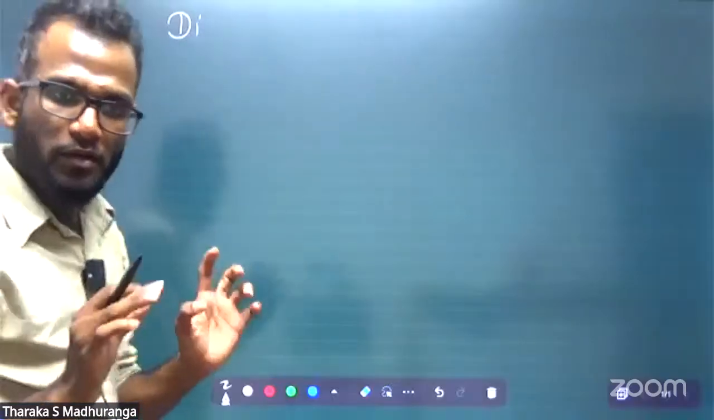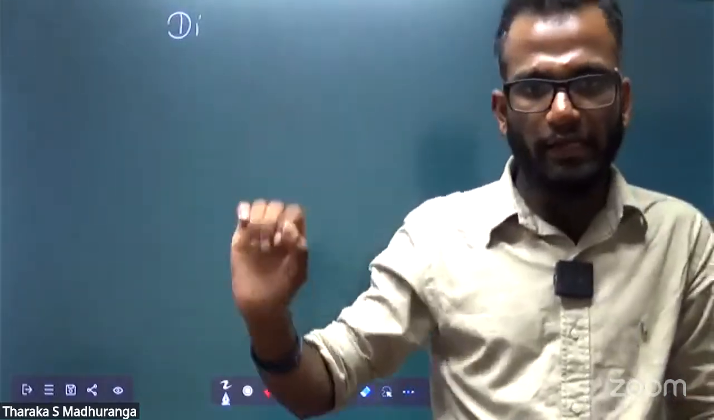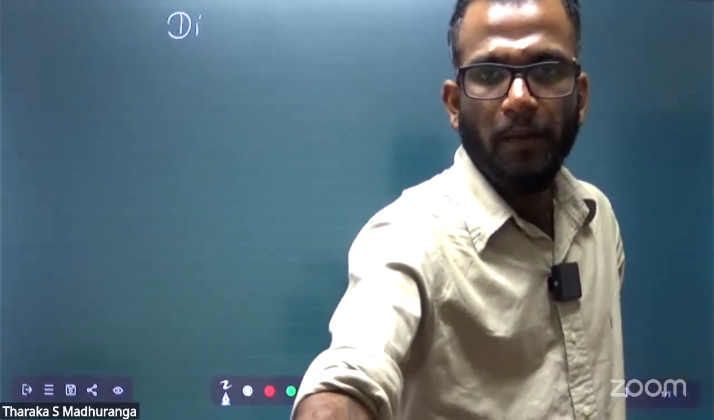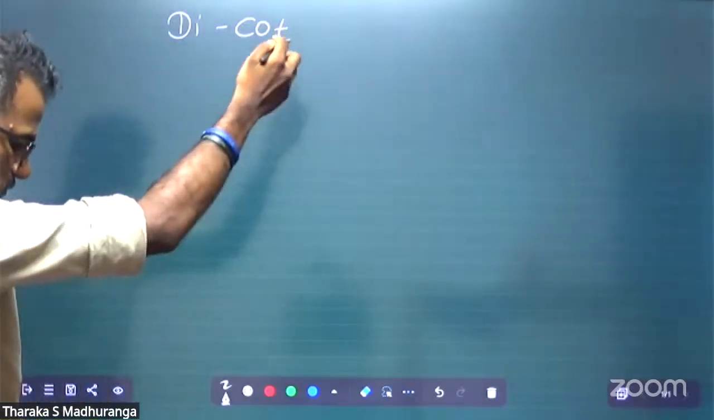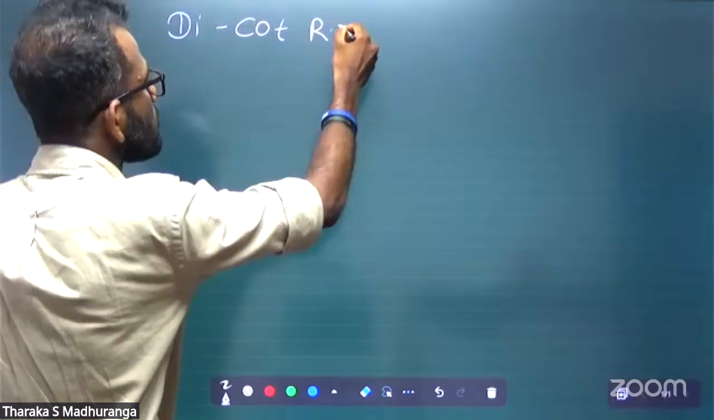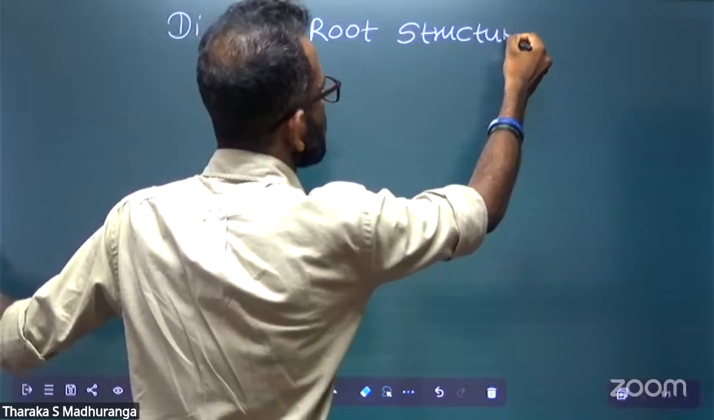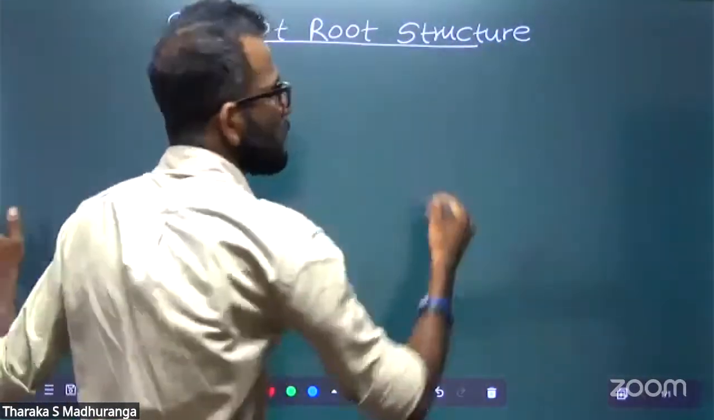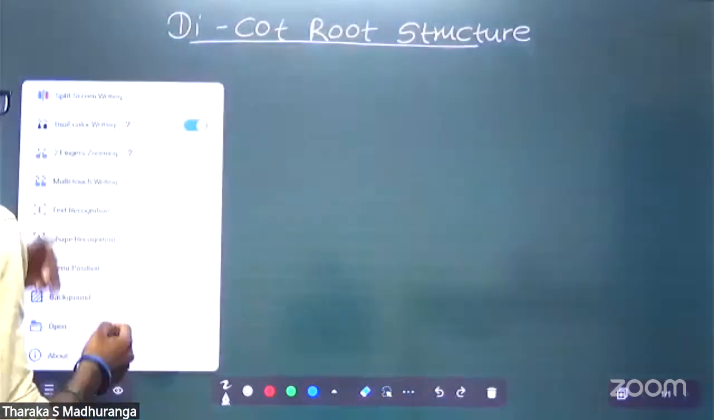Take a paper and draw these diagrams clearly, then you can remember every part and its functions. Okay, clear? Dicot root system, dicot root structure.